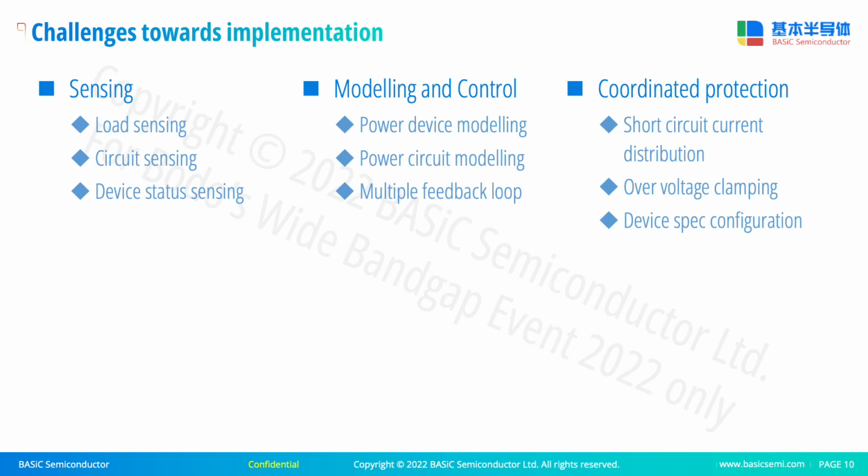Of course, to implement those control schemes, additional controller modules are essential. First, we need to sense the load conditions and the device conditions. These provide the fundamental control inputs. Also, fast device and circuit models are required to build the feedback controller which is capable of fast control response. In addition, protection strategy and device configuration can be complicated to avoid the disadvantages of each device.